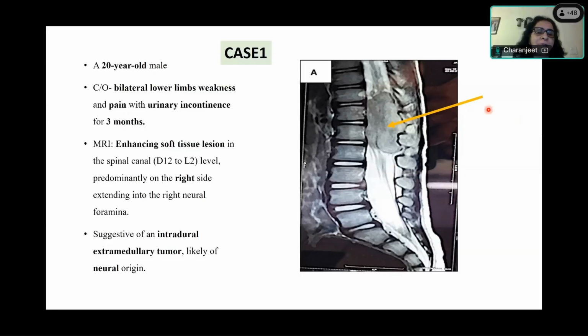20-year-old male, bilateral lower limb weakness with pain and urinary incontinence since 3 months, and MRI is showing an enhancing soft tissue lesion in the spinal canal from D12 to L2 level, more on the right side, and it is intradural and extramedullary, probably neural in origin. So, Dr. Jasleen, can you just describe the slide, what you have seen? Give a brief description.